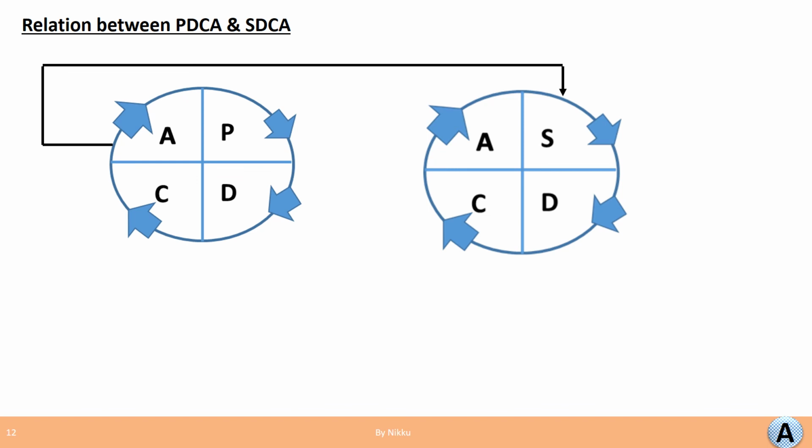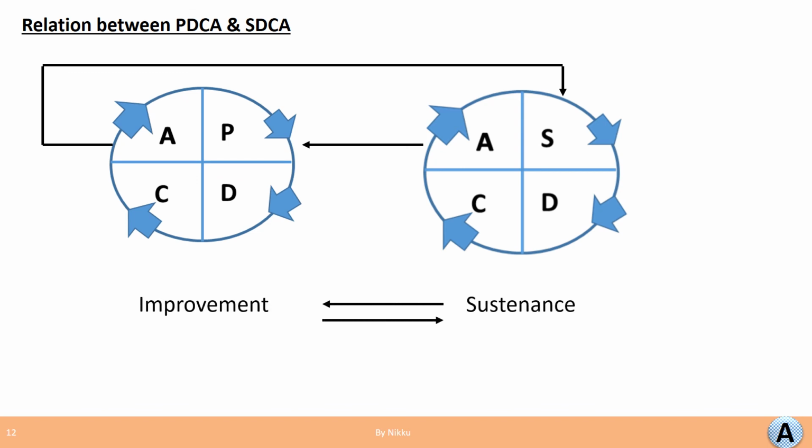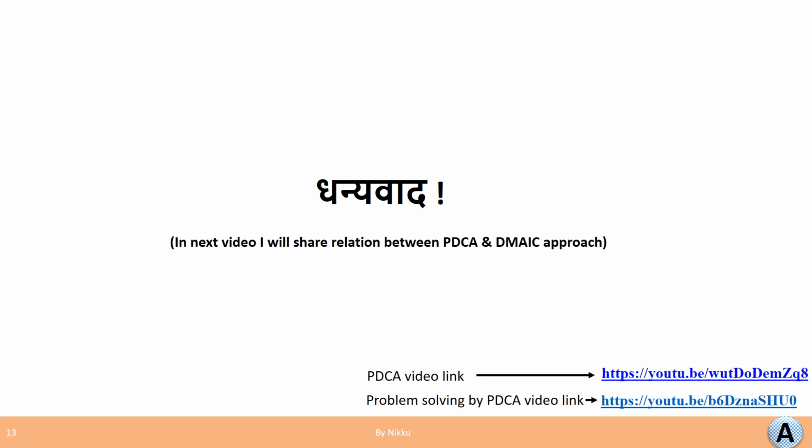Similarly, in our flowchart, we have seen that the act phase of SDCA is giving a trigger for PDCA for the next level of improvement. This is the relation between PDCA and SDCA. So the PDCA cycle is for improvement and the SDCA cycle is for sustenance. So friends, hope you got a fair idea about the SDCA approach and the relation between SDCA and PDCA approach.